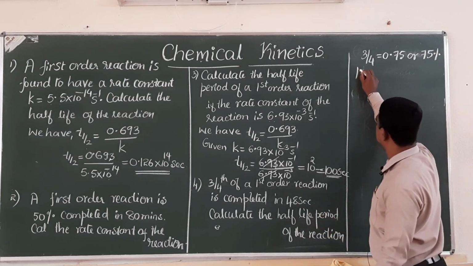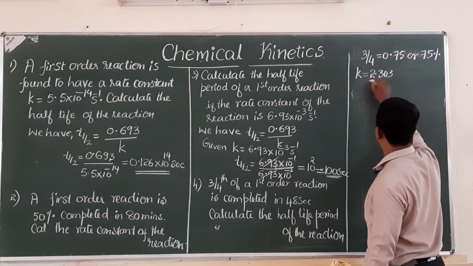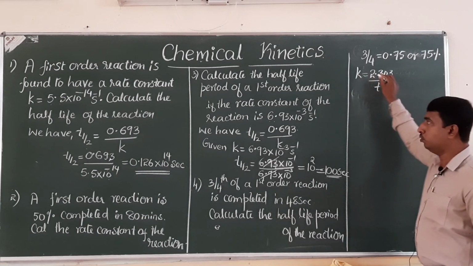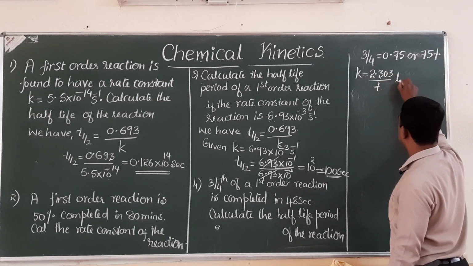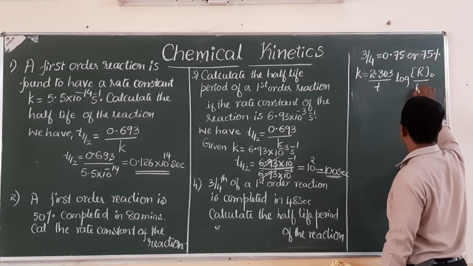I will calculate it. So k is equal to, we have the formula, k equal to 2.303 by t log R naught by R.